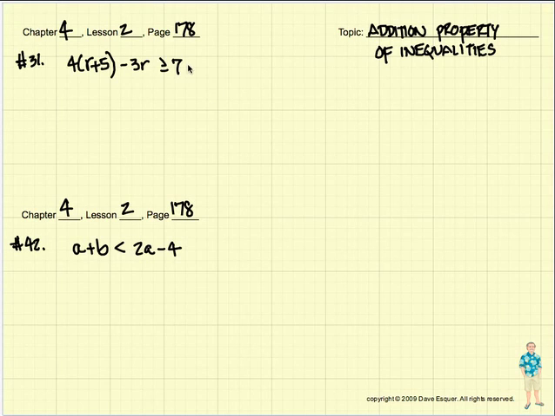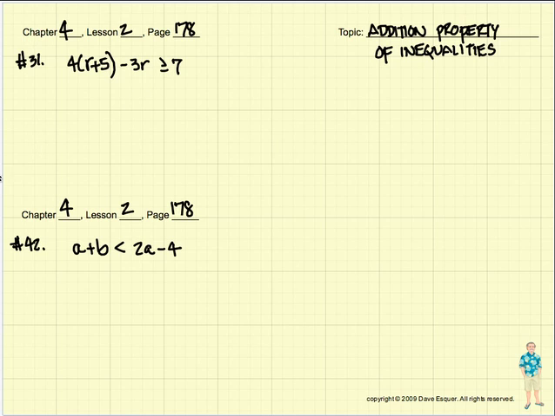Chapter 4, Lesson 2, page 178. We're going to be doing the addition property of inequalities. Chapter 4 is all about inequalities, and as far as addition and subtraction go, we do exactly the same thing we did when we had equalities, whether they were one or two-step equations. So nothing new, just we're going to change that equal sign to either a greater than or equal to or less than or equal to.